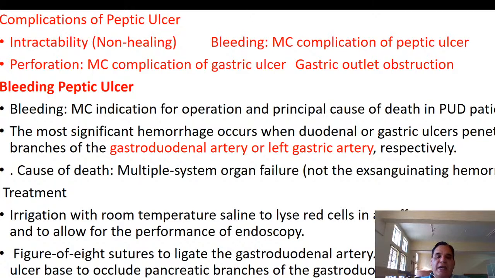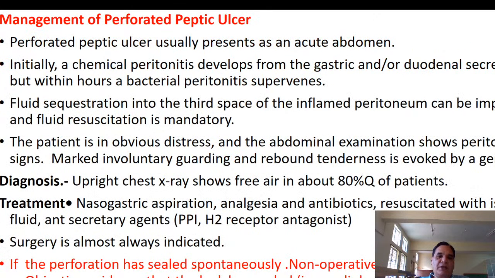Complications four: intractable pain, bleeding, perforation, outlet obstruction. Bleeding and perforation are the most common indications for surgery. What bleeds? Gastroduodenal artery. All the posterior ulcers bleed and anterior ulcers perforate. Death occurs due to multiple organ failure. So treatment is saline, red blood cells, and figure of 8 suturing of the gastroduodenal artery. Vagotomy pyloroplasty if patient is stable. So this is in short bleeding peptic ulcer.